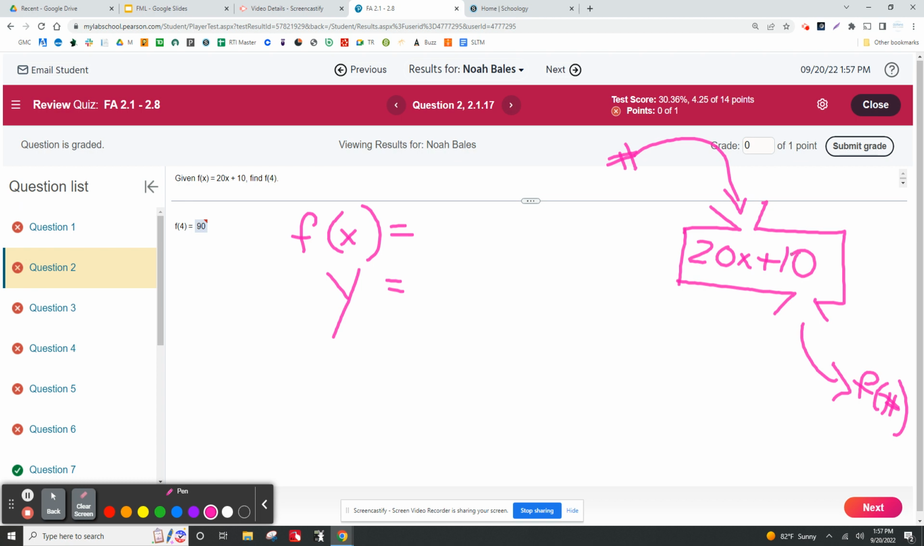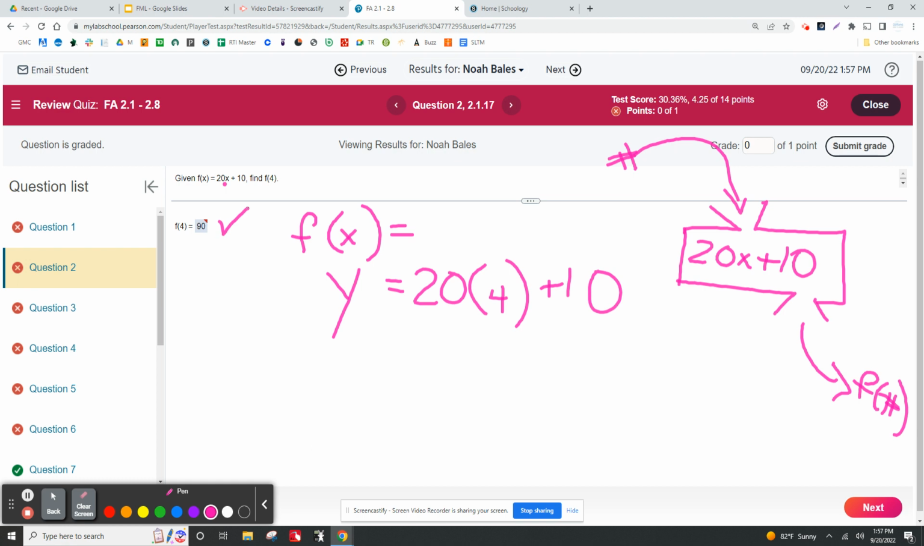Okay. Now, for this, it might be easiest to just do it by hand. 20 times 4. So that's what it's saying. f of x contains x's. So for f of 4, take out the x and just put in a 4. So 20 times 4 is 80. 80 plus 10 is 90.